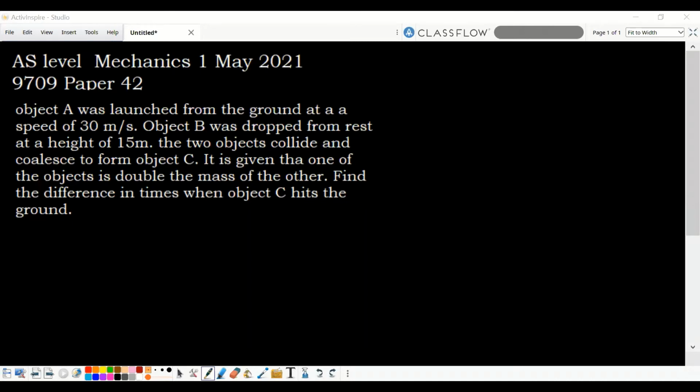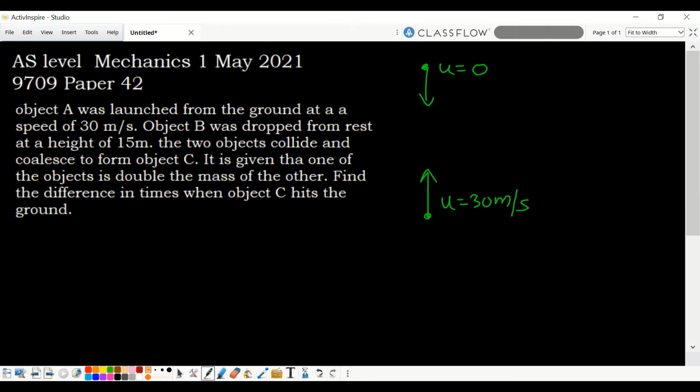This is the solution video of AS level mechanics 1 question paper 42, which was written in the first week of May 2021. Here, they say there is an object which is being dropped down, which means u is 0 for it. There is another object which is thrown up, projected upwards at 30 meters per second.